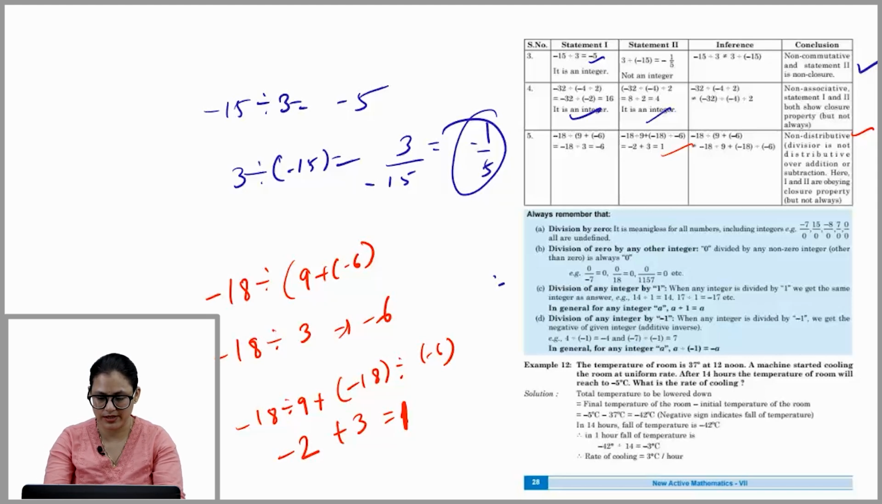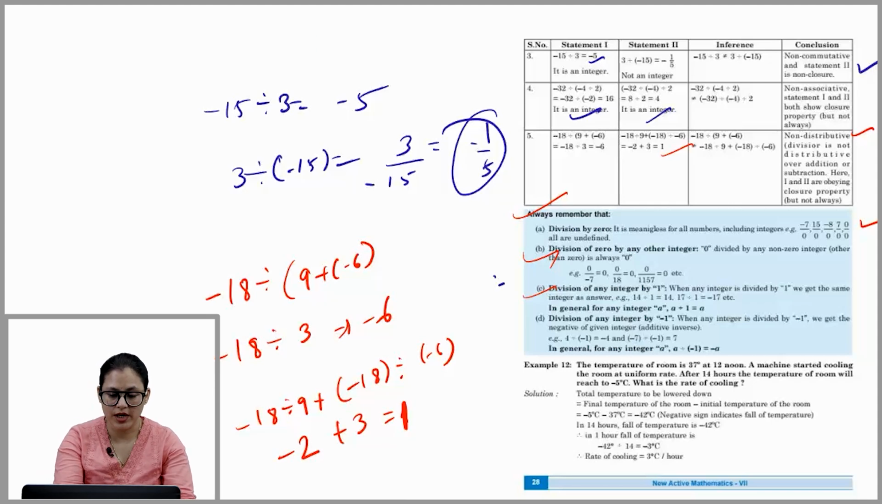Always remember that division by 0 is meaningless for all numbers, including integers. Example: minus 7 by 0, 15 by 0, minus 8 by 0. All are undefined because you cannot divide any number by 0. B. Division of 0 by any other integer: 0 divided by any non-zero integer is always 0. C. Division of any integer by 1.